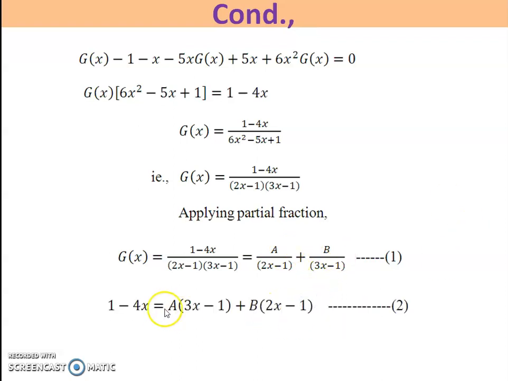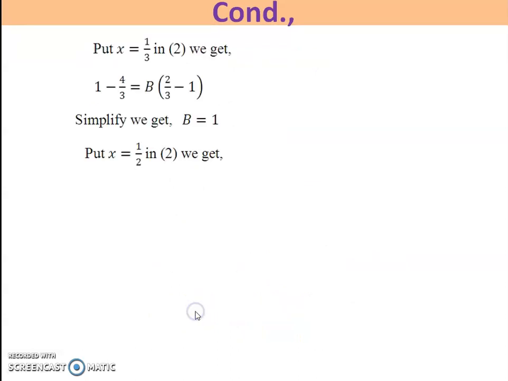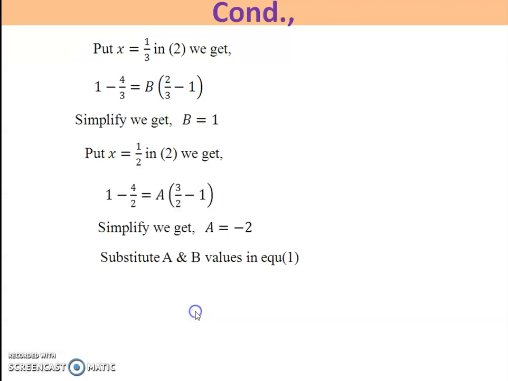For this, take LCM and write in linear form like this. To find the value of a, put x equal to 1 by 3. If we put x equal to 1 by 3, this term becomes 0, so we can easily find b. If we put x equal to 1 by 2, this term becomes 0, we can easily find a. Likewise, if you put x equal to 1 by 3, we can easily find b equal to 1. If you put x equal to 1 by 2, we can easily find a equal to minus 2.